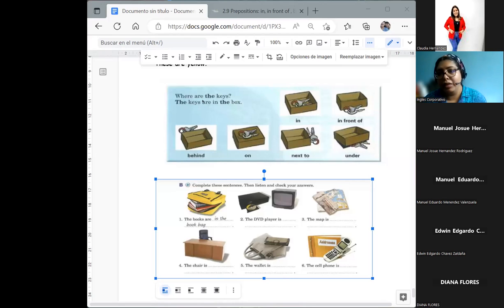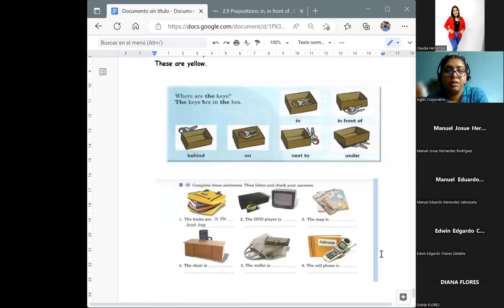In is the place. In se refiere al lugar donde están posicionadas. And we have in, que si ustedes se fijan es dentro. In front of, enfrente de. Behind, detrás. On, encima o sobre. Next to, a un lado, a la par. And under, debajo.